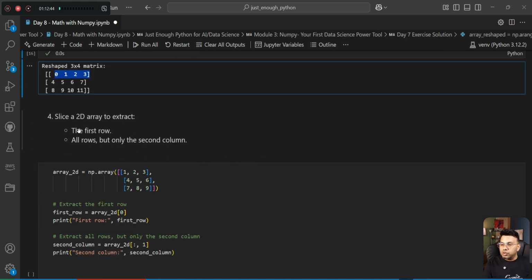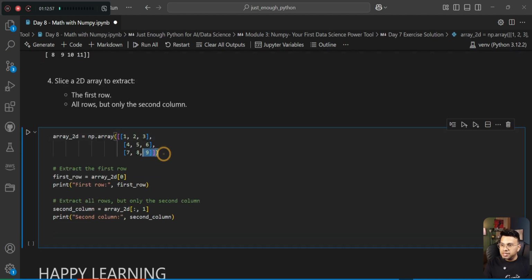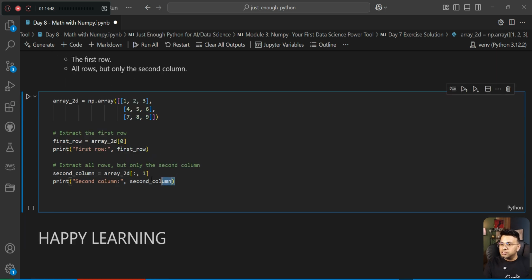Our next question was to slice a 2-dimensional array to extract the first row and all rows but only the second column. So first we are creating a 2-dimensional array. It could be anything for you. For me, this is the array that I'm creating. And then I'm extracting the first row of this array_2D. I'm passing index 0. This index 0 is for the row. Next, we are extracting all the rows but only the second column.